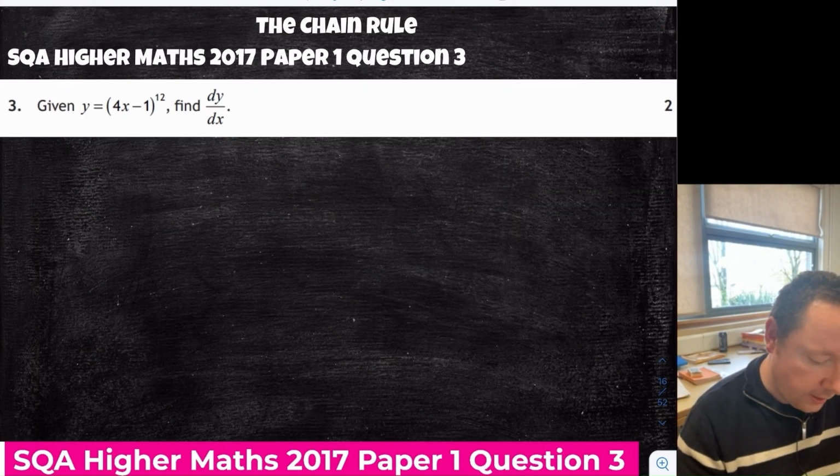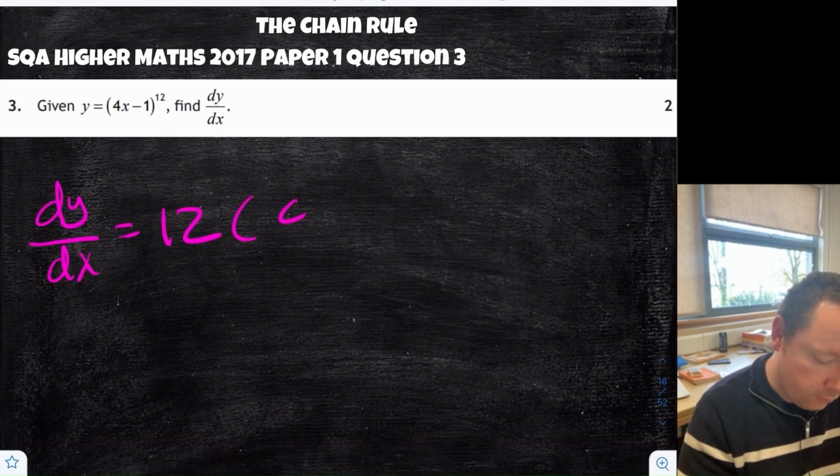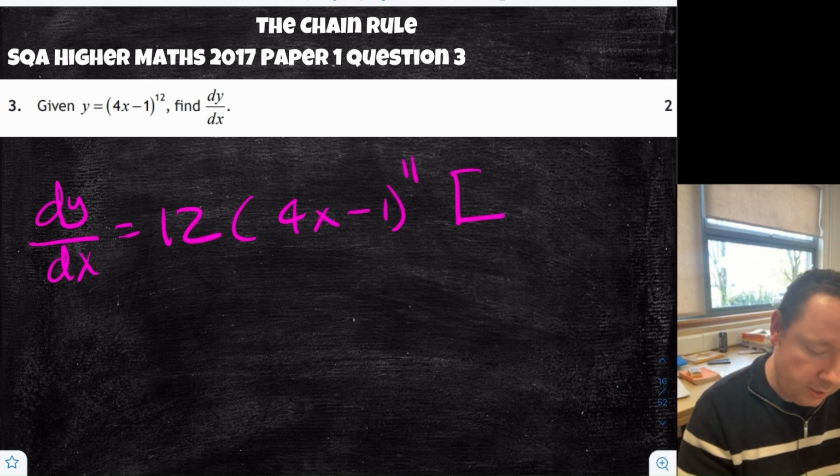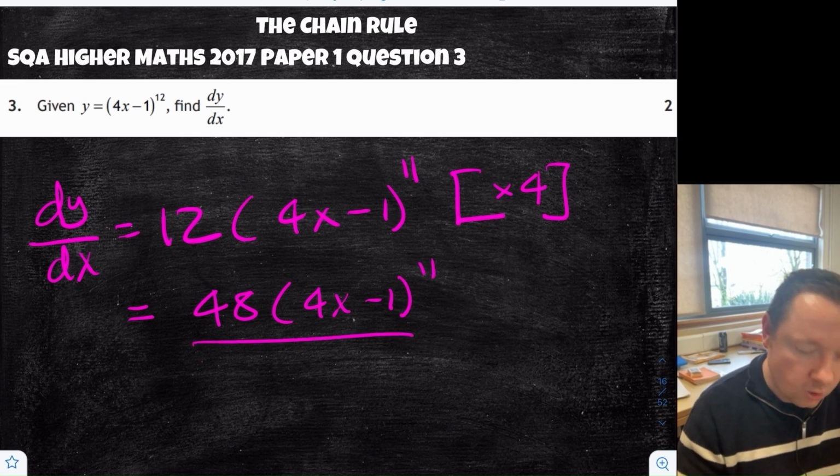y equals 4x minus 1 to the 12, find dy by dx. Nice and simple, 12 down to the front, 4x minus 1, take away 1 for the power, but then times the bit in the bracket differentiated, in other words, times 4. 4 times 12 is 48, 4x minus 1 to the 11, job done.